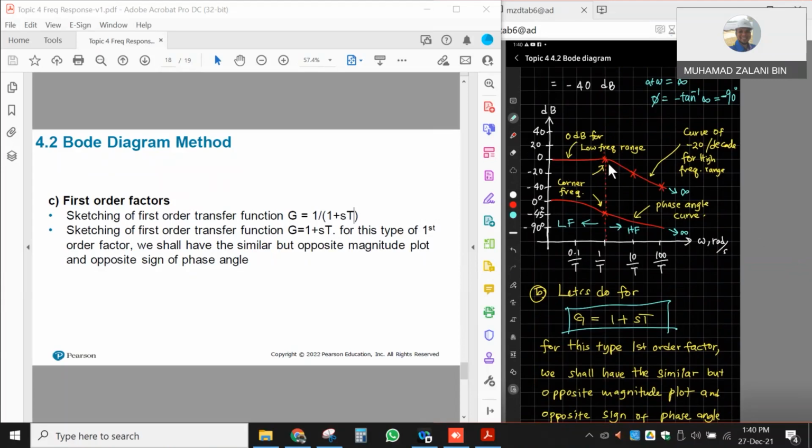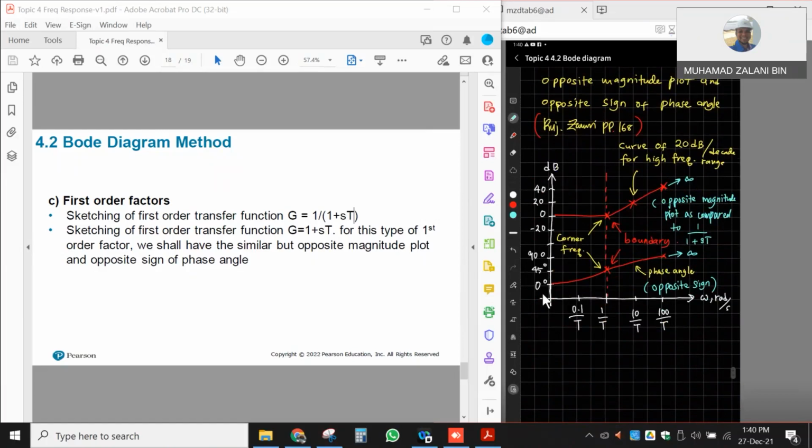That is for G equals 1 over 1 plus st. But for G equals 1 plus st, it also starts at 0, constant until the corner frequency, then it will break upward, like that, until infinity. That means the opposite direction at the corner frequency. Likewise, the phase angle will start at zero and go to a positive angle, and when it reaches 90 degrees, it will keep approaching 90 degrees until infinity, right? I am just showing it like this.